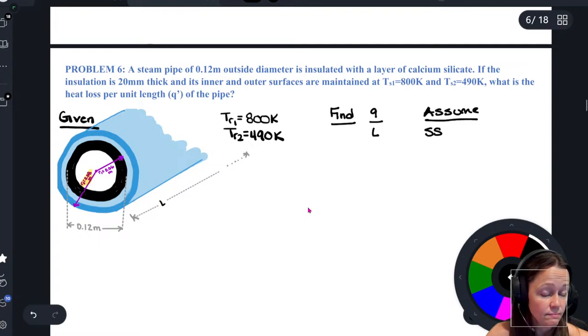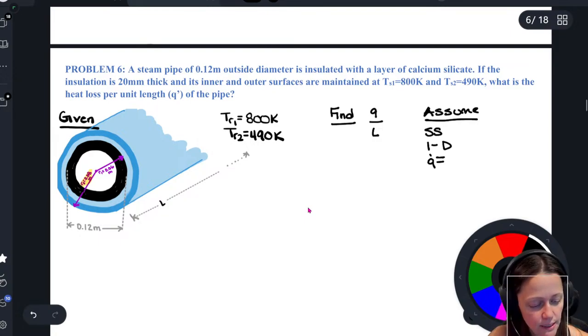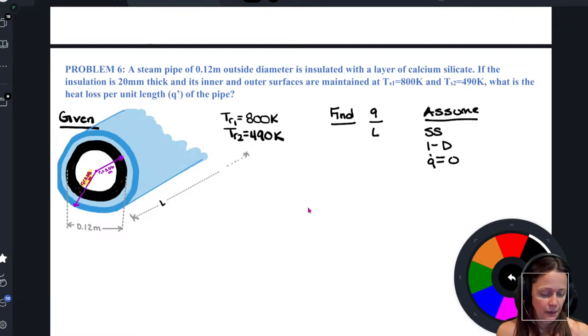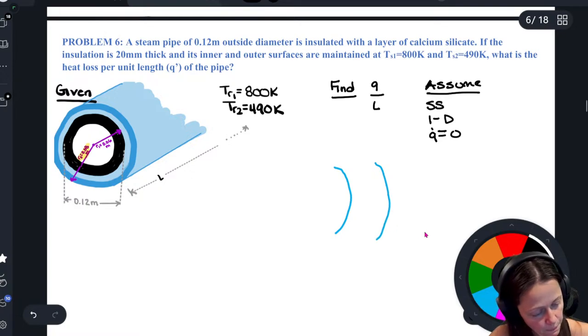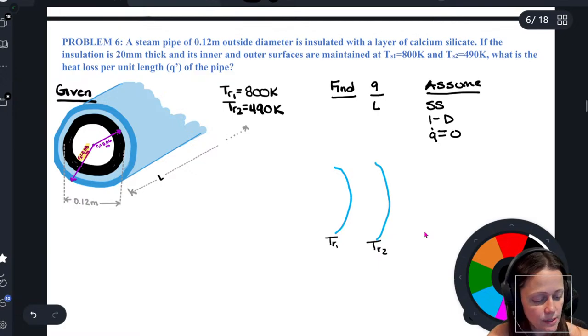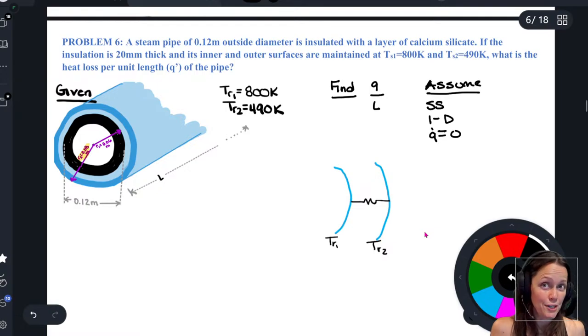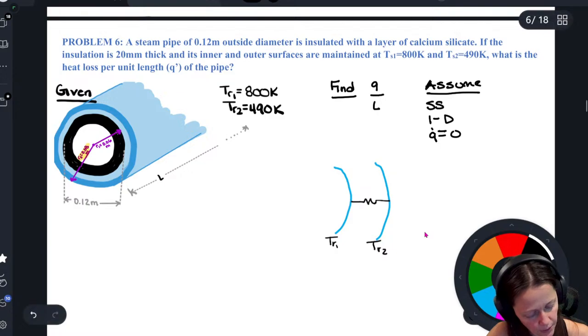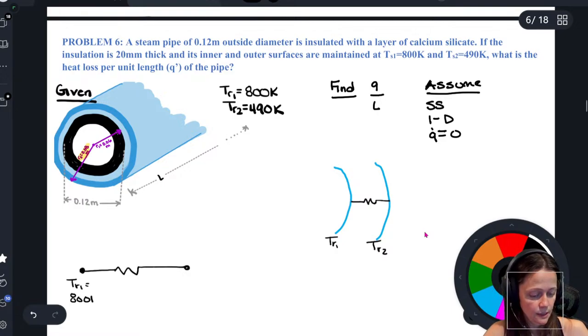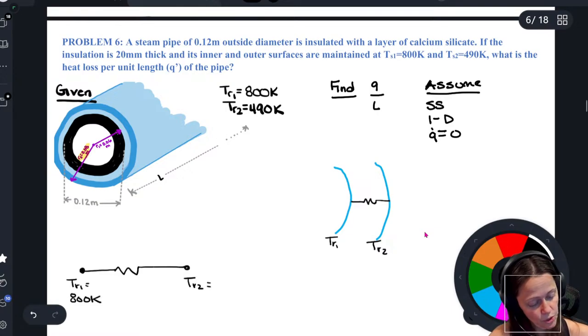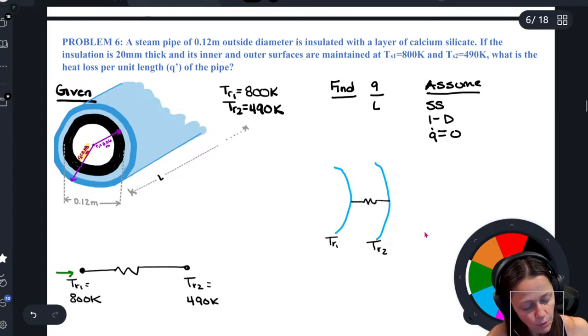Again, steady state, no indication things are changing with time. One dimensional, going to be in the radial direction, and Q dot is equal to zero. So I do need to put together my thermal circuit here, and it's going to be super simple because right here's my sleeve. This is T at R1, and this is T at R2, and yes, I'm going to have a resistance there, but it's just going to be the resistance to conduction. So here's one temperature, here's the resistance to conduction, T at R1, 800 Kelvin, and then T at R2, which is 490 Kelvin. And then my Q is going straight through.